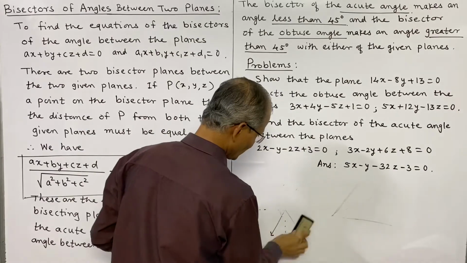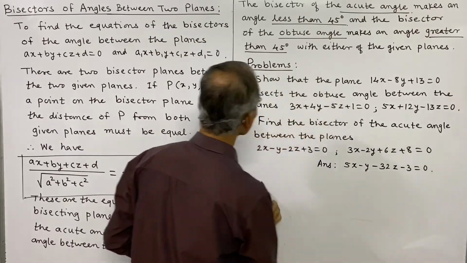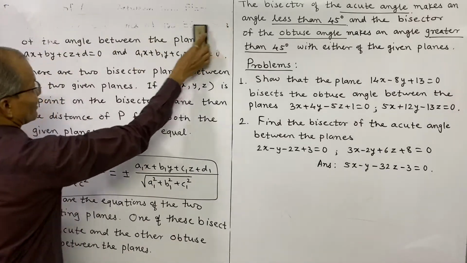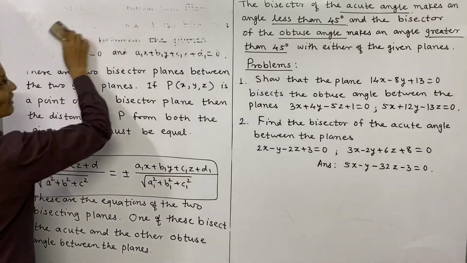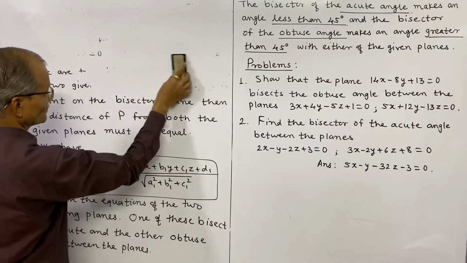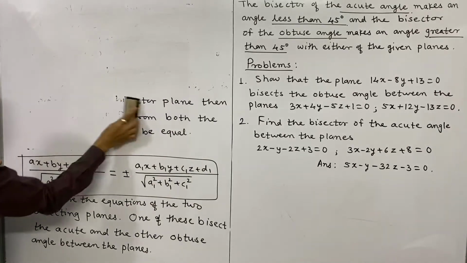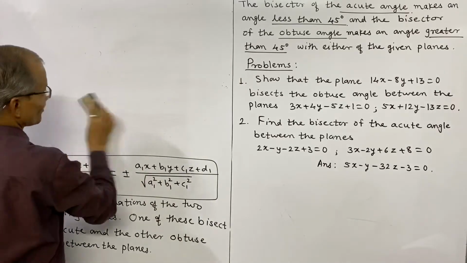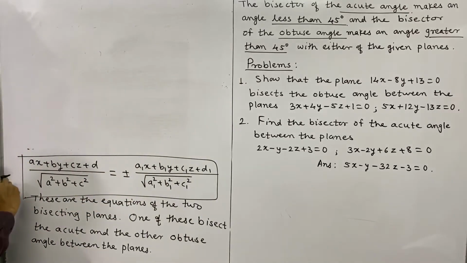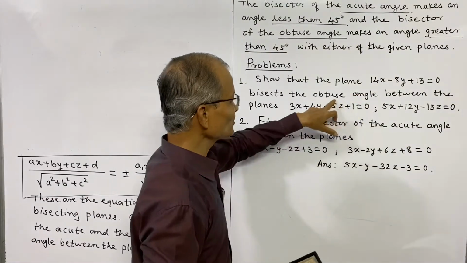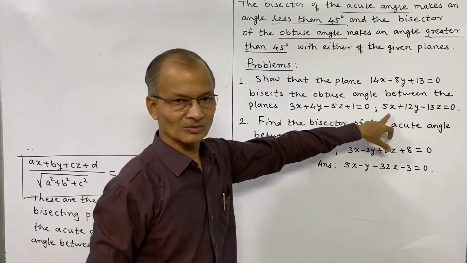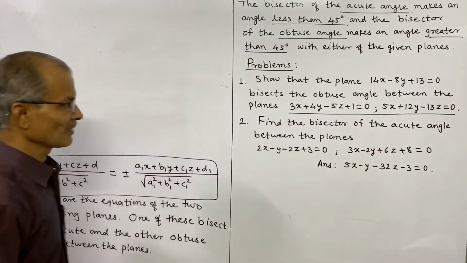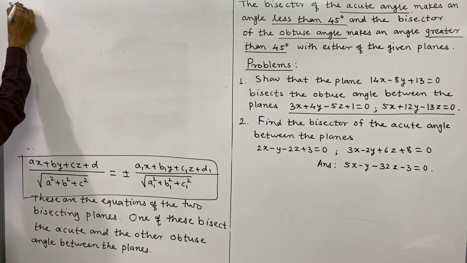Now we consider the first problem. We solve the first problem. So this I shall now remove, and we will write the solution here. Solution for first problem. See what is given. We have to show this plane bisects the obtuse angle between these two planes, or actually we have to find out the bisector of these two planes, and we write the solution for the first.